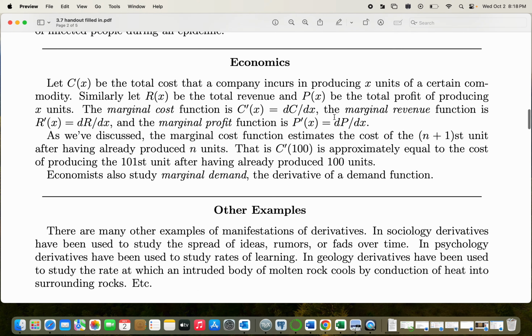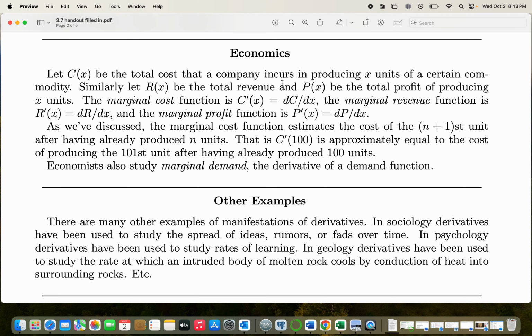In economics, you have a cost function, revenue function, profit function. So C of x is the total cost you incur by producing x units. Similarly, R of x, P of x, total revenue, total profit at producing x units. Marginal cost is a technical term. It's just a derivative: the rate of change of cost with respect to units produced, and so on for the other two. So C prime of 100, for example, you have to ask yourself, if I've already made 100 units, what is the approximate cost of making the next unit? That's what C prime of 100 represents.